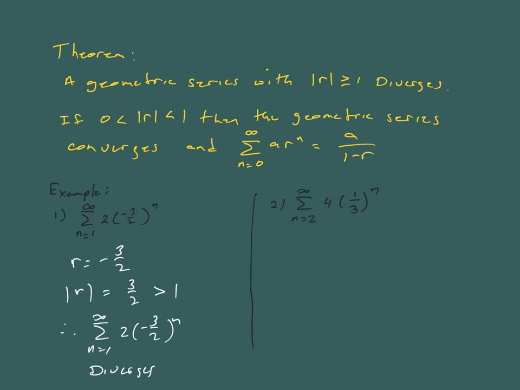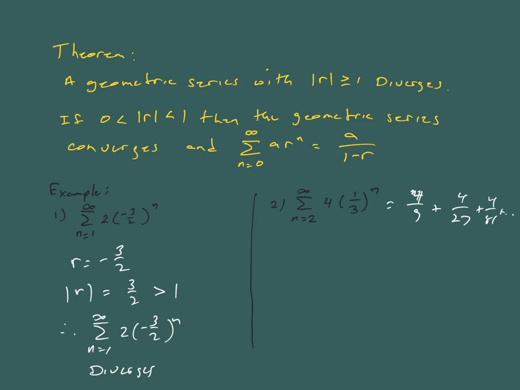So what I always tell people to do is write out the first few terms. When I put in 2, that's going to be 4 over 9, because it's starting at 2 to infinity. When I put in 3, I'll get 4 over 27, plus, when I put in 4, 4 over 81, plus, and that will continue on.